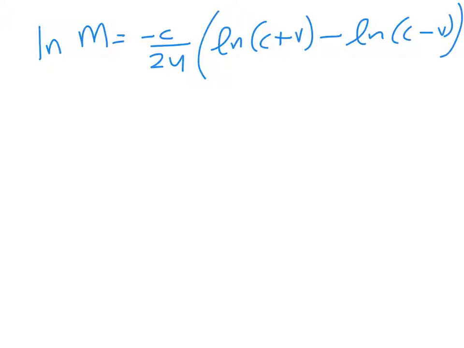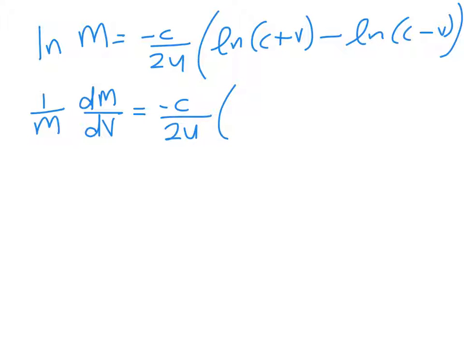Finally, we're ready to do our differentiation, and we get this. 1 over m dm by dv is equal to negative c over 2u times 1 over c plus v. So what am I doing here? I'm doing the chain rule on this. The outside function is the natural log, and the inside function is c plus v. The derivative with respect to v of that bit is just 1.